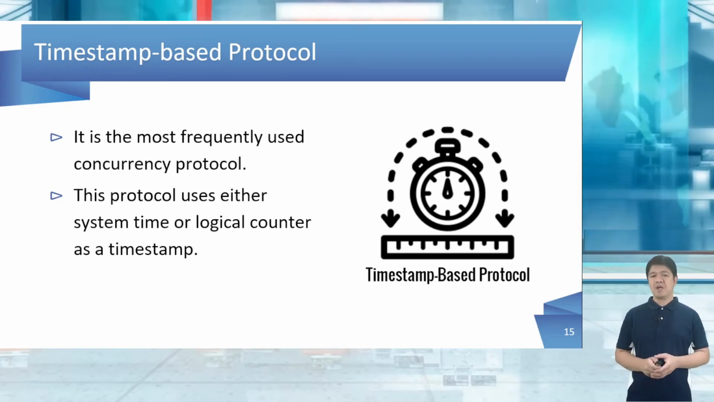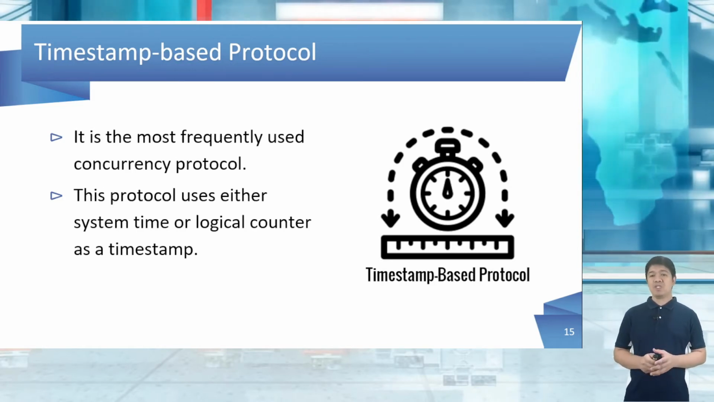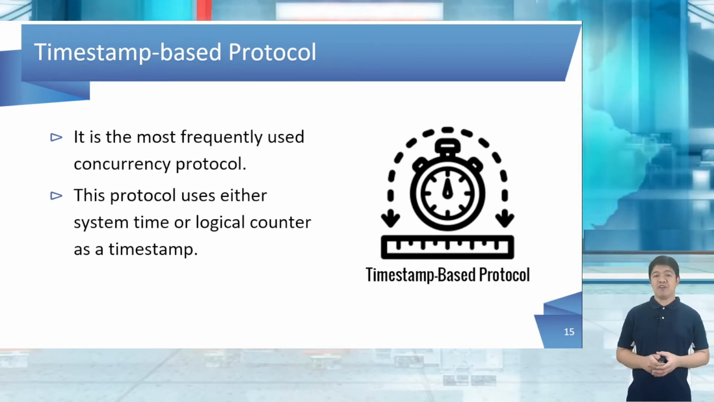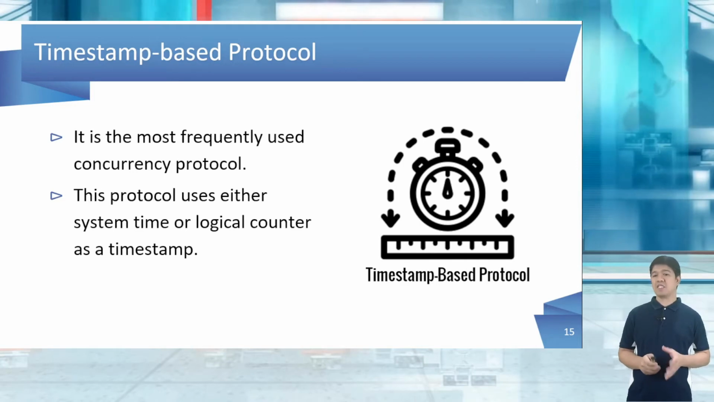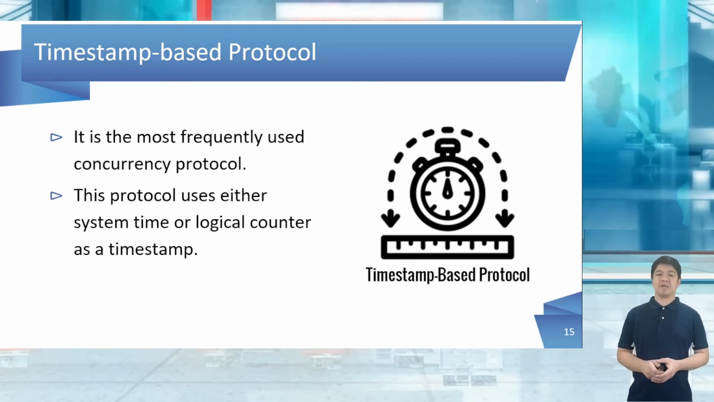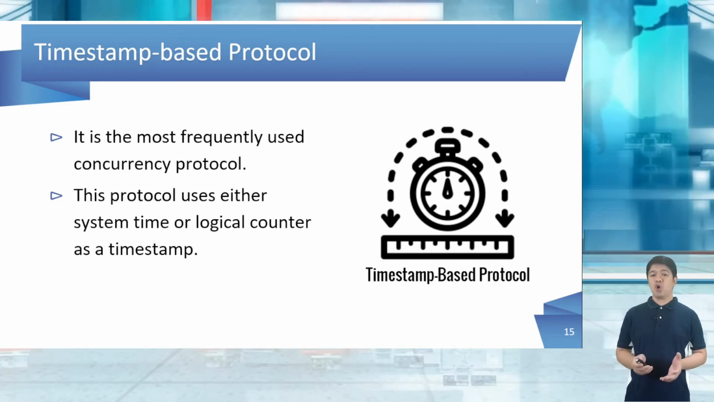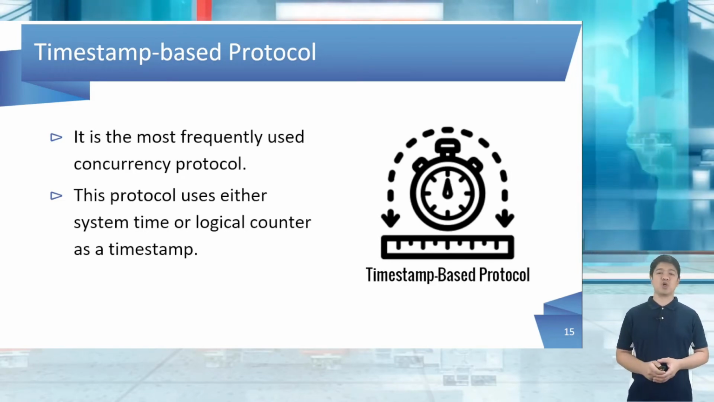Let's assume there are two transactions, T1 and T2. Suppose the transaction T1 has entered the system at 007 times and transaction T2 has entered the system at 009 times. T1 has the higher priority, so it executes first as it entered the system first. The timestamp ordering protocol also maintains the timestamp of the last read and write operation on a data.